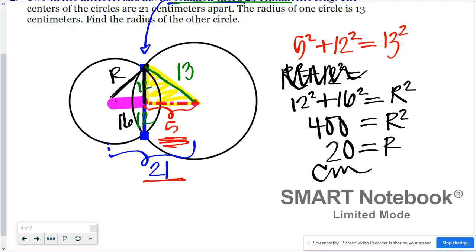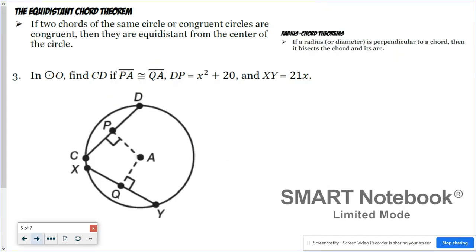Okay, so once again, Pythagorean theorem, we used it twice in this problem. Yeah, it's a good thing to know. The last one has us using the equidistant chord theorem, obviously, because I have it at the top of the screen. But how do I know that that's what I'm using? Well, let's check it out.